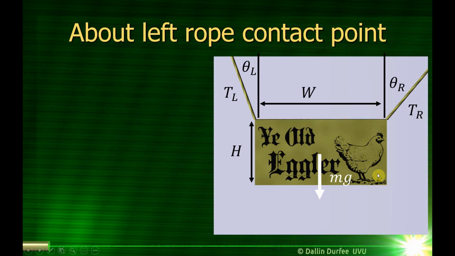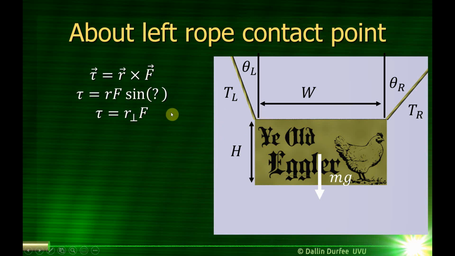Now to find the right rope's tension, we just choose a pivot point at the point of contact for the left rope. And in that case, there will be no torque due to the tension in the left rope because there's no lever arm. The lever arm is 0. We can find the torque due to gravity, right? Torque is R cross F, or R F sine of the angle between the lever arm and the force. Or we can find the magnitude of the torque as just the perpendicular distance times the force.